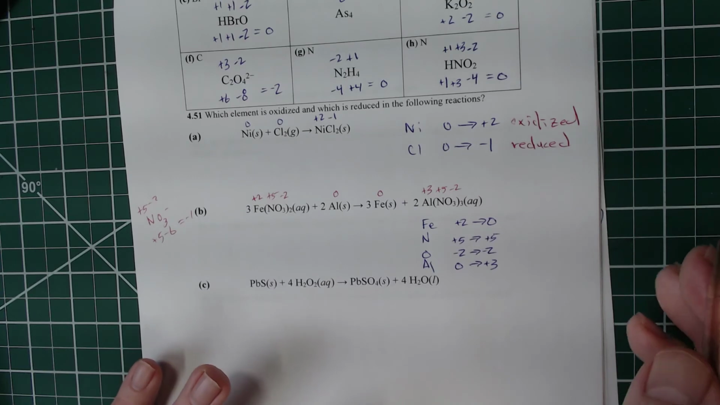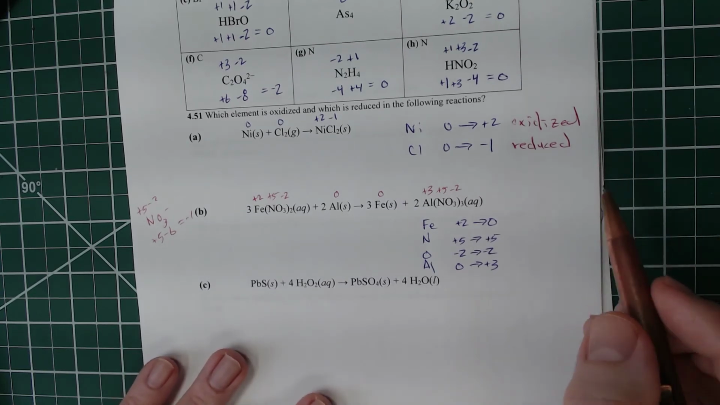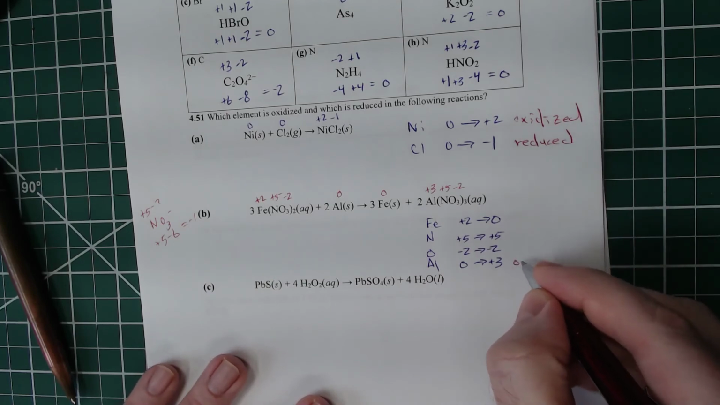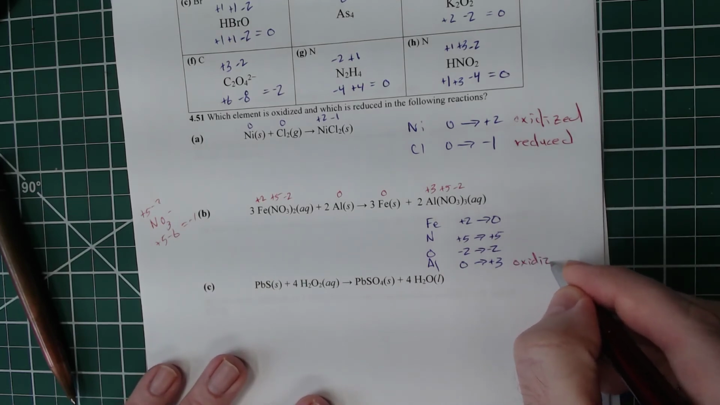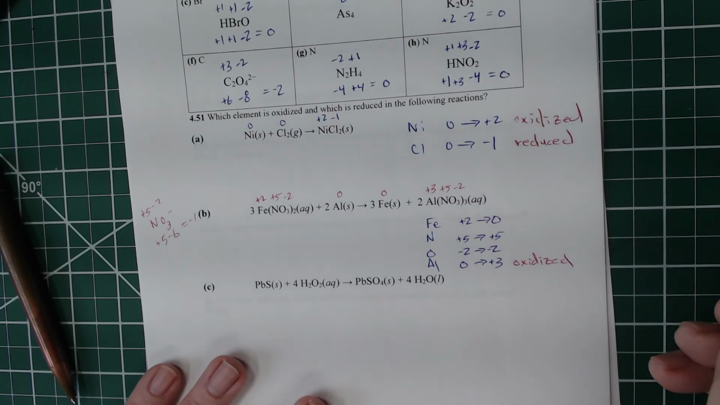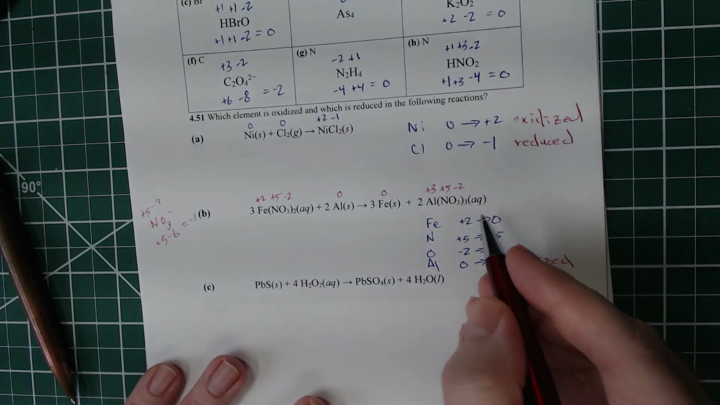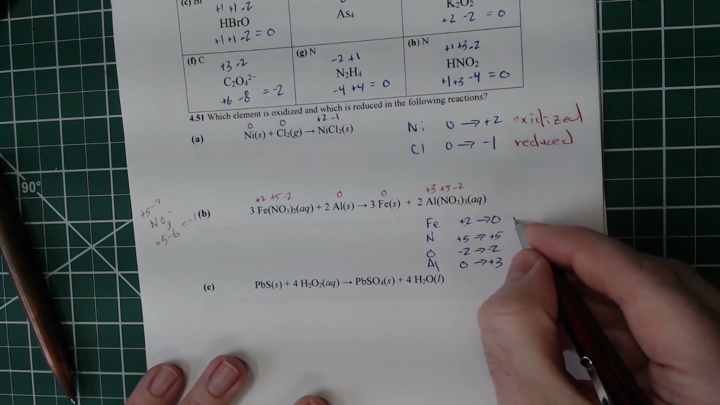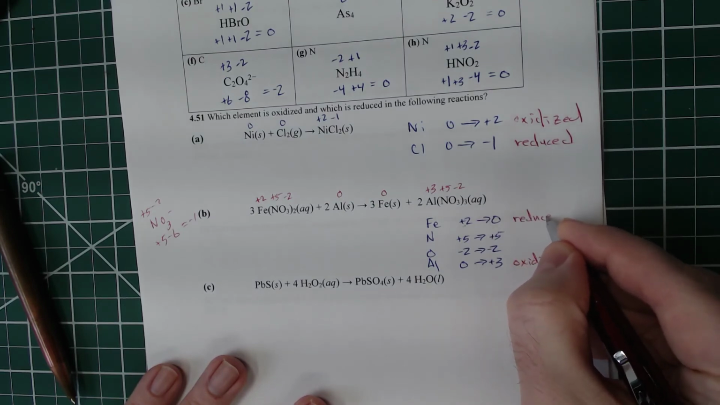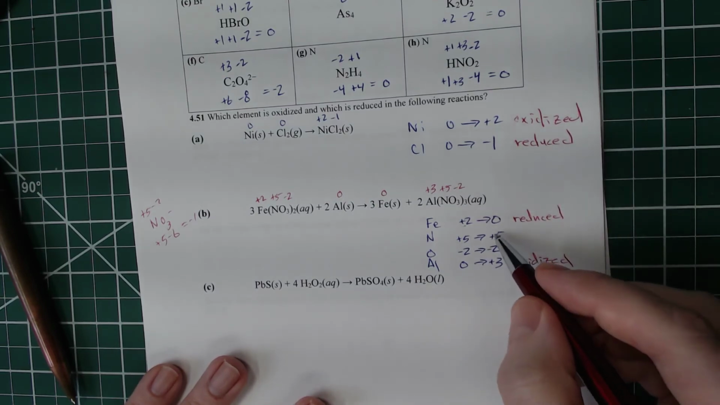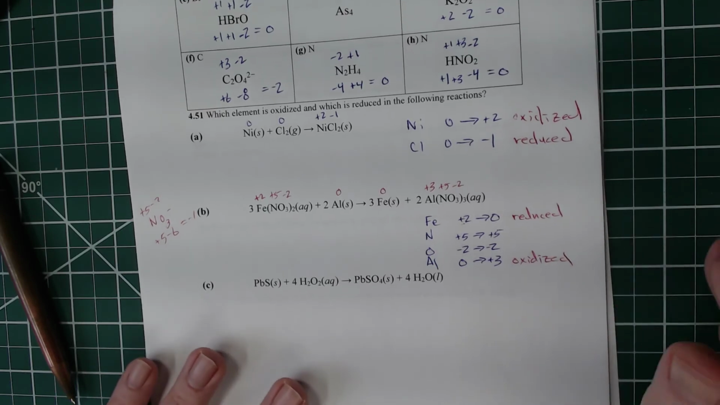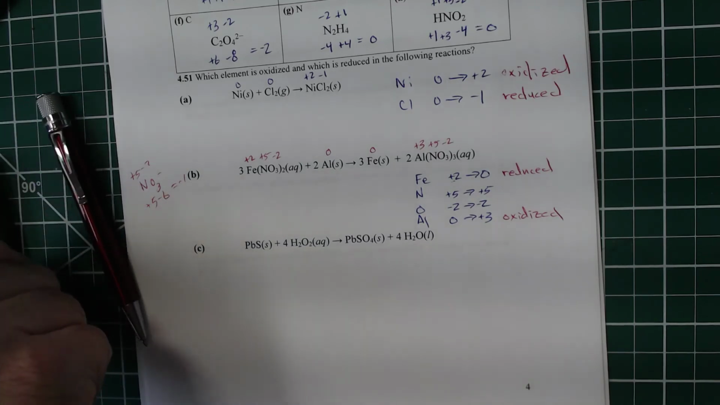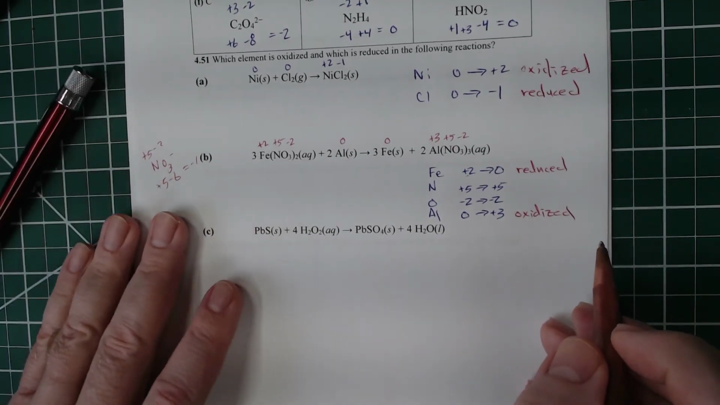So the thing that got more positive is the thing that got oxidized. Well, it looks like aluminum got more positive, so aluminum was oxidized. And the thing that got more negative is the thing that got reduced, and iron got more negative, so iron was reduced. Nitrogen and oxygen didn't change in this particular reaction, so their oxidation states didn't change. They neither got oxidized nor reduced.